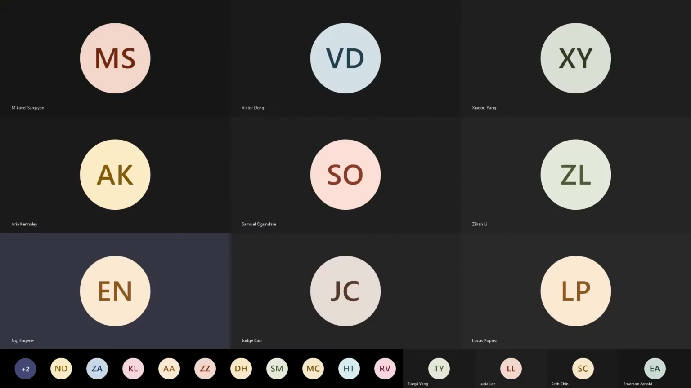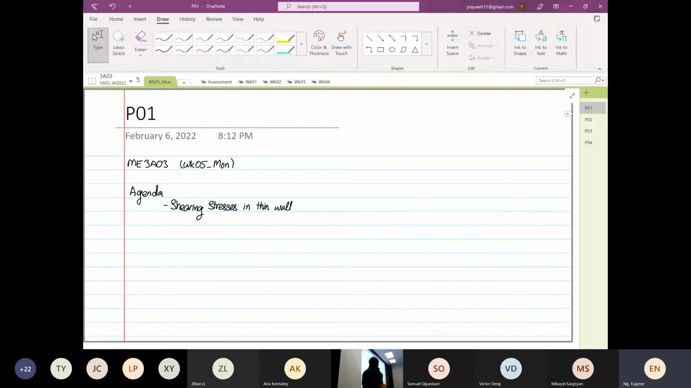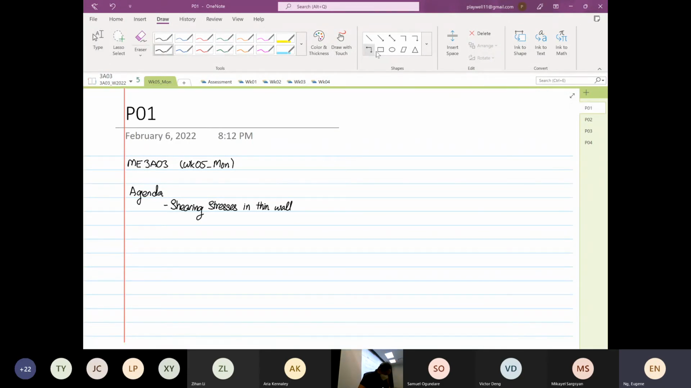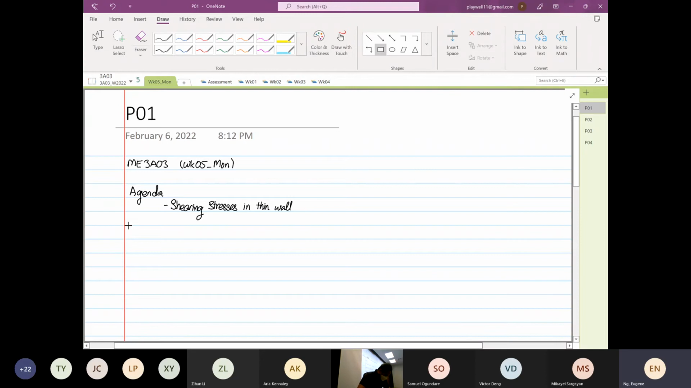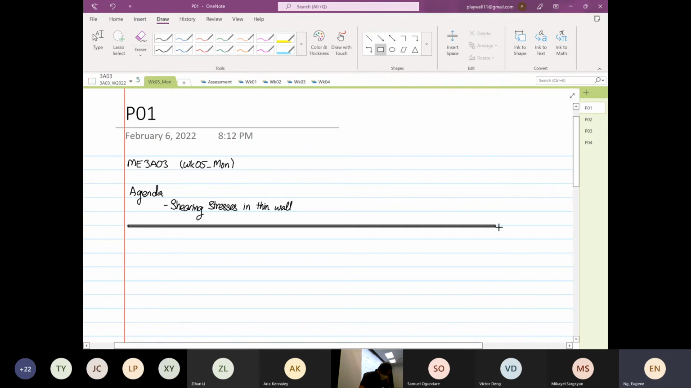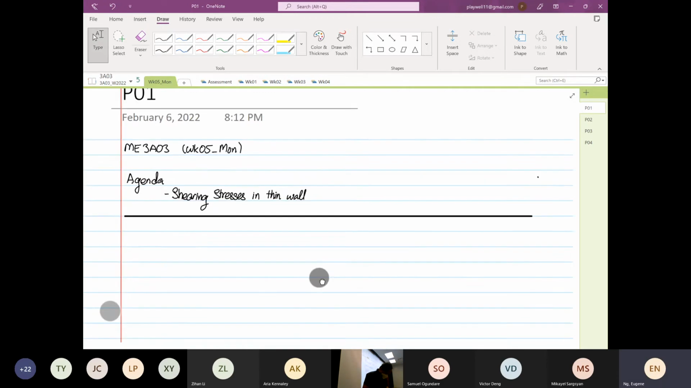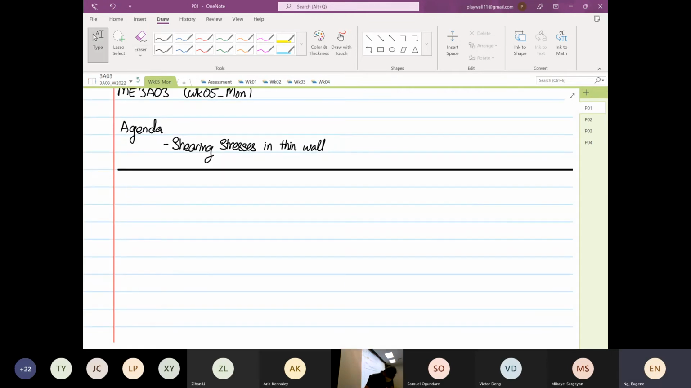So today we're going to do a different topic. It's still shearing stress, but it's shearing stress in thin wall. Okay, we're going to look at shearing stress in thin wall. Now this will not be tested in your term test 1. This will be tested in term test 2.